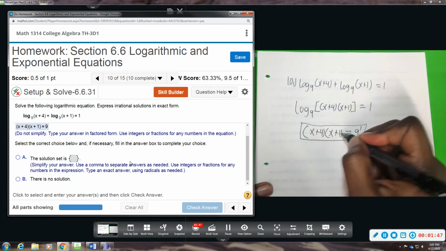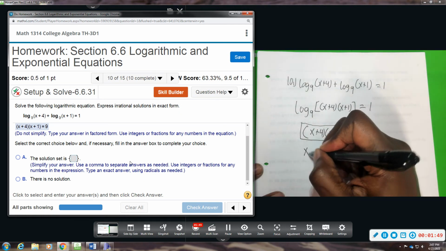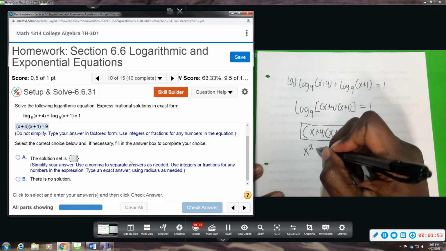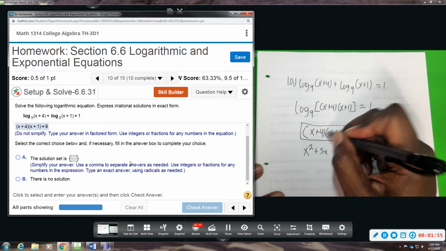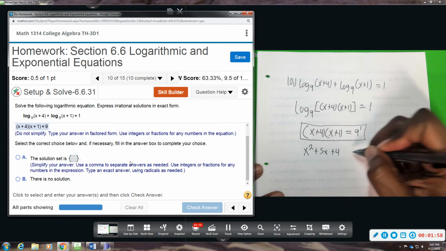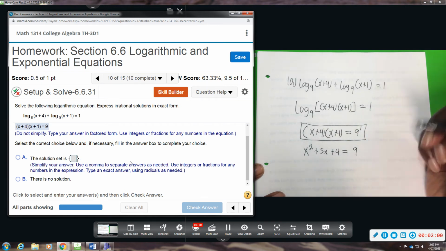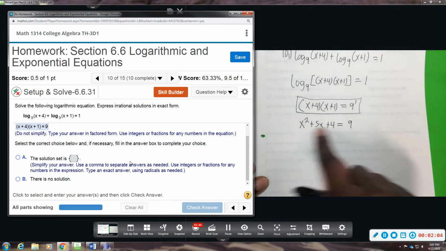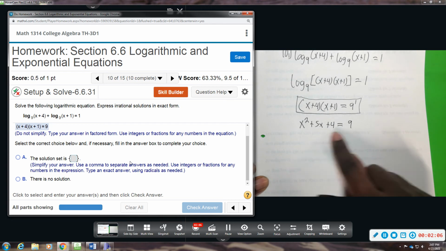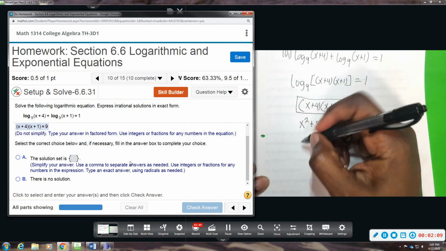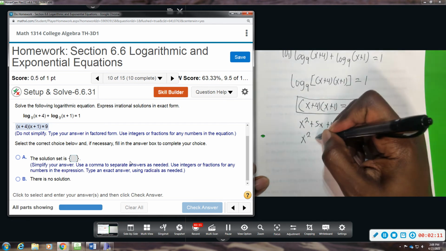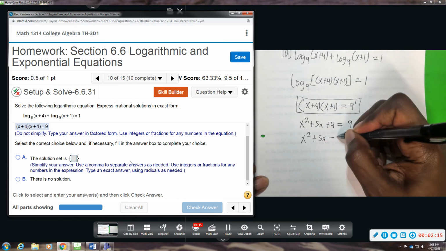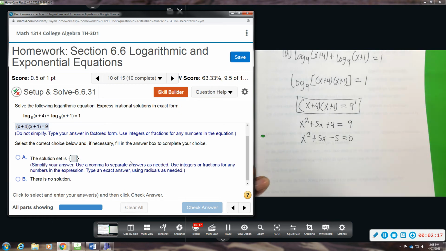So we're going to FOIL this side out. That will give us x squared and then plus 1x plus 4x, so plus 5x, and then plus 4 equals 9. Then we want to set one side equal to 0 because this is quadratic. So we'll subtract 9 from both sides. That will give us x squared plus 5x, this will become a minus 5 now, equals 0.